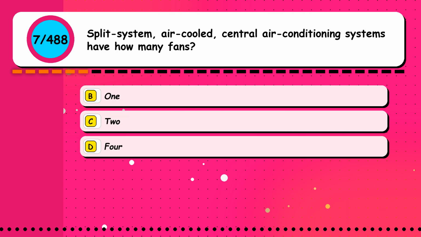Question 7. Split system, air-cooled, central air conditioning systems have how many fans? Option A. 0. Option B. 1. Option C. 2. Option D. 4.